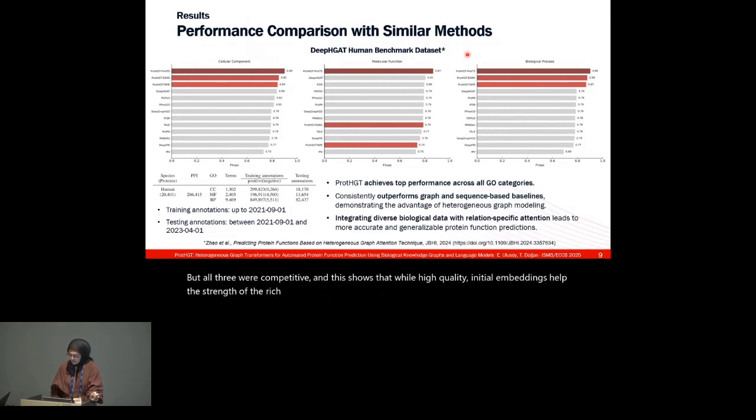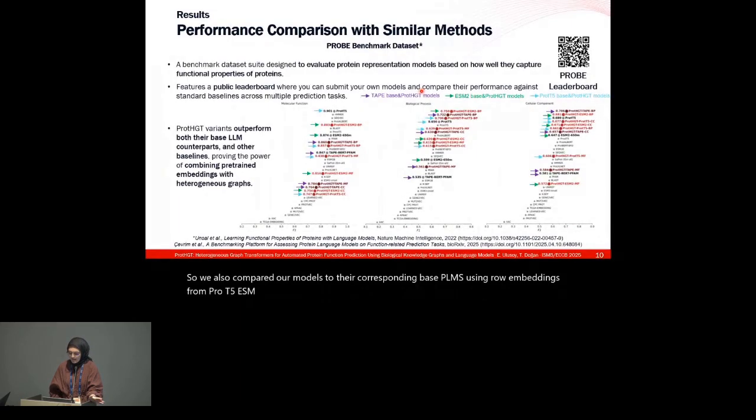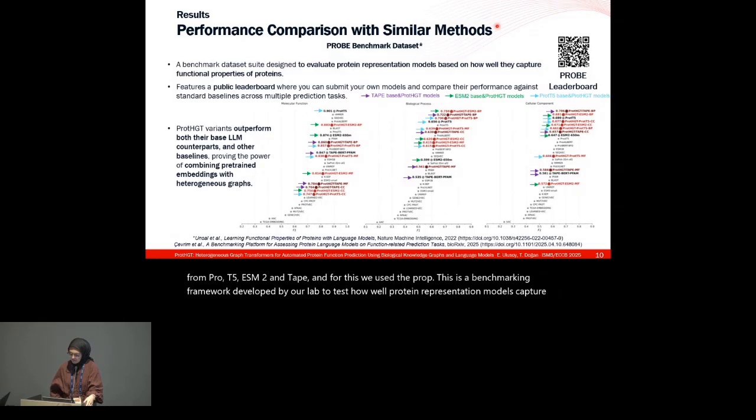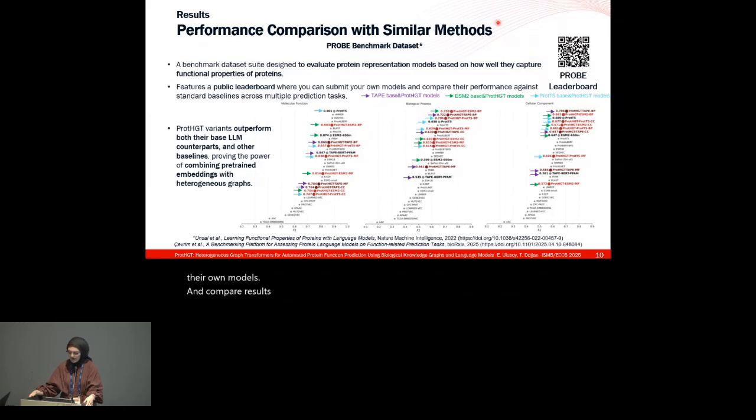So we also compared our models to their corresponding base PLMs using raw embeddings from ProtT5, ESM2, and TAPE. And for this, we used PROBE. This is a benchmarking framework developed by our lab to test how well protein representation models capture functional properties. It actually includes a public leaderboard where researchers can submit their own models and compare results against baselines, including both traditional representation methods and also modern protein language models.